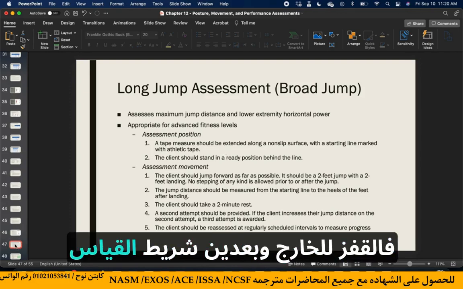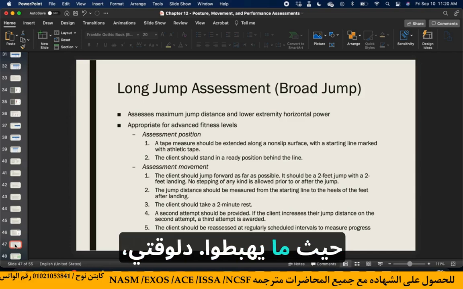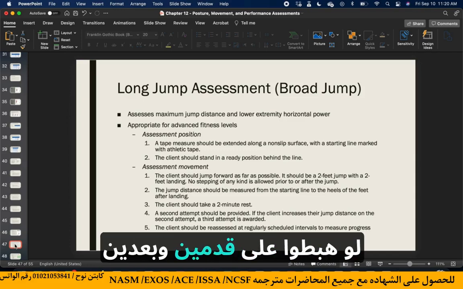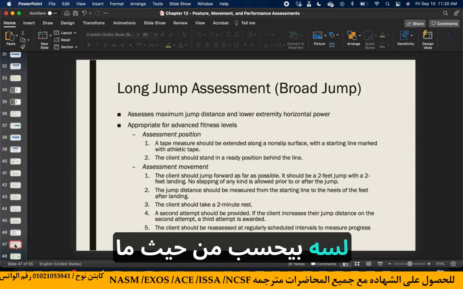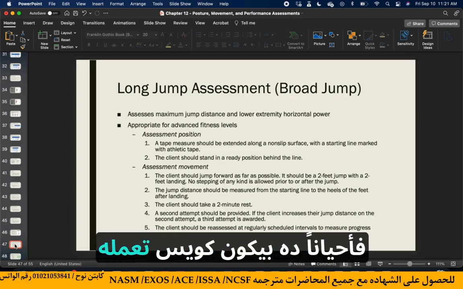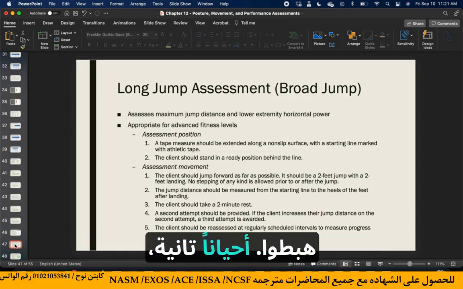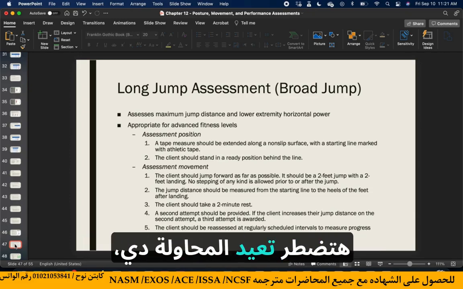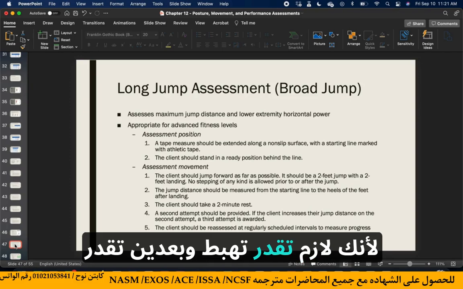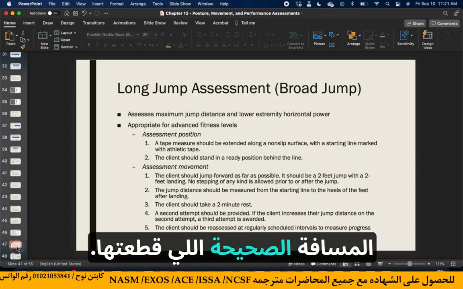So jumping out and then the tape measure from wherever they land, all right, wherever they land. Now, if they land on 2 feet and then they fall a little bit forward, it still goes by where the heel landed first. So sometimes this is really good to do in a sand pit if you have one, because you can see where the feet land. Other times you might have to say, okay, you're going to have to redo that one because you have to be able to land and then stand up from where you are to get the right distance traveled.